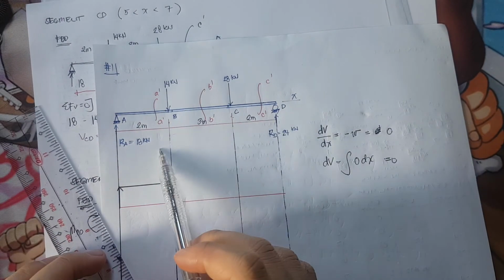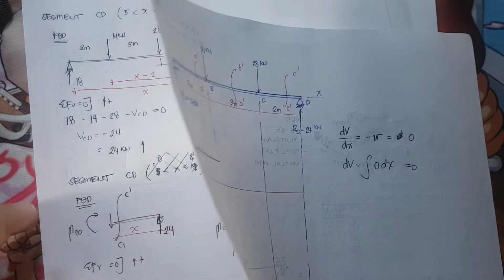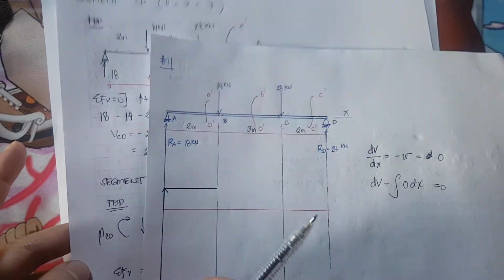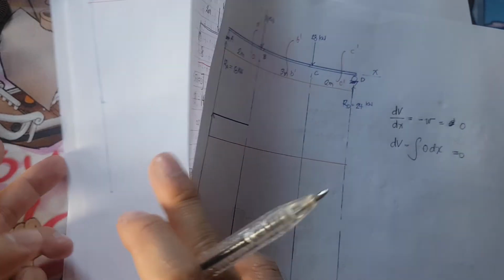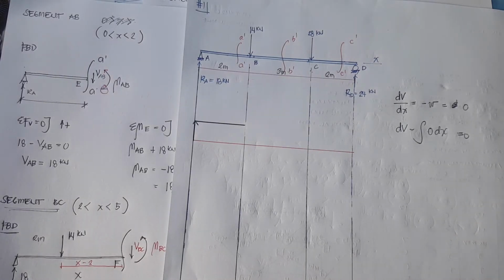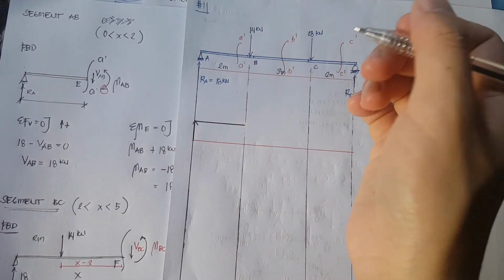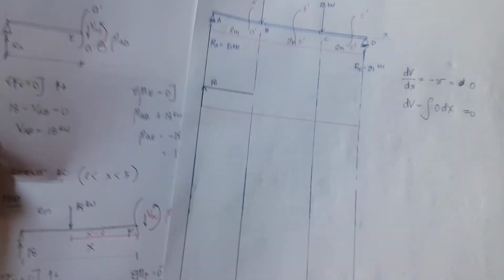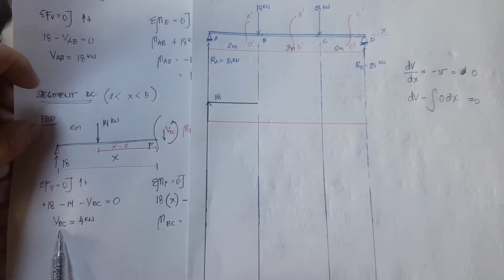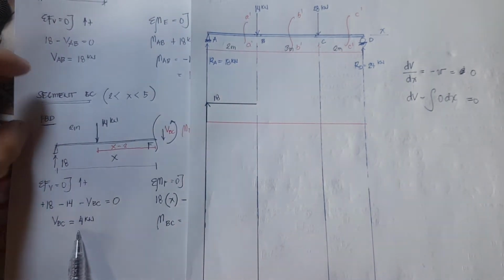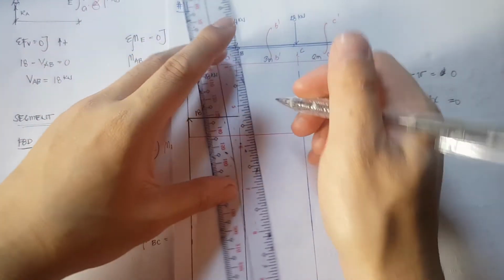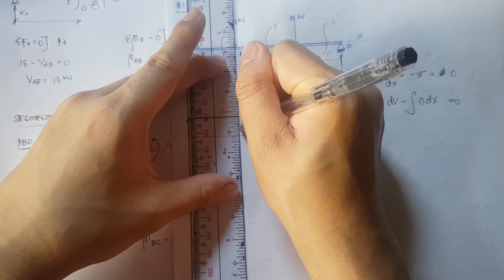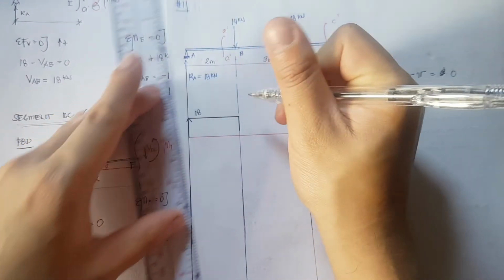Now from point B, we can simply follow our equation. Where is our equation? Okay, so from there, it is positive 18. So this is 18. And from our computed value, we have a shear BC, which is 4 kilonewton. So from 18, it will go down to 4. Okay, bababa siya sa 4 kilonewton.